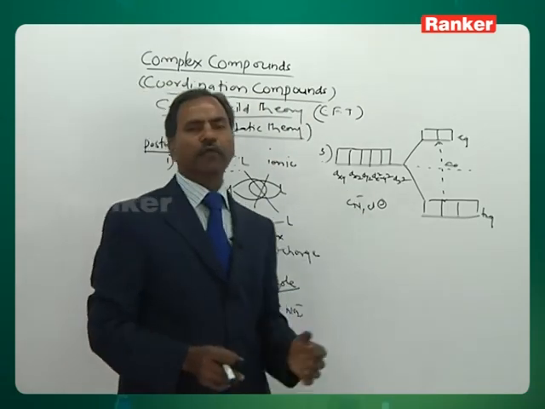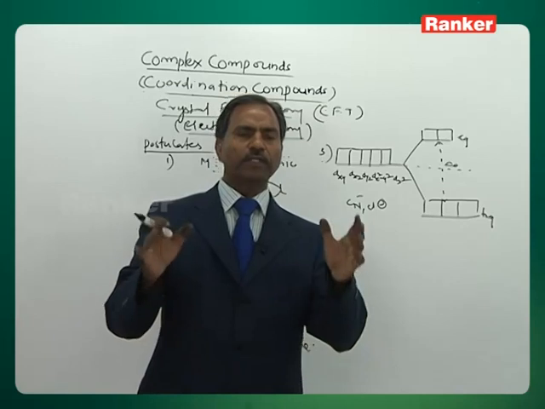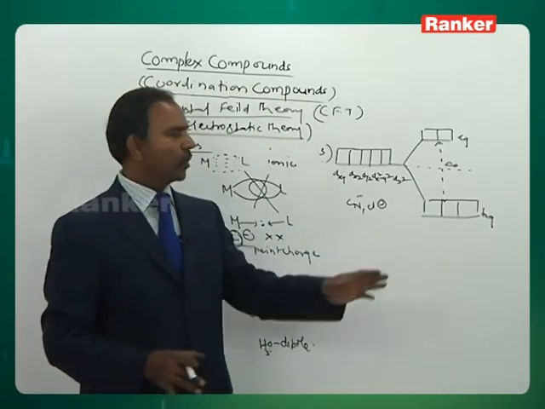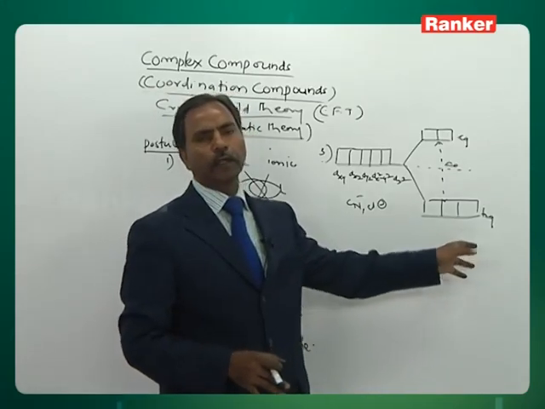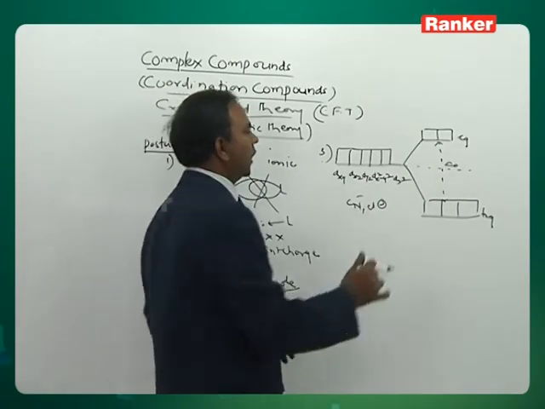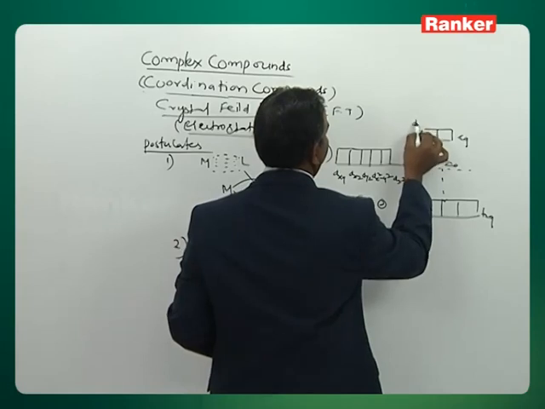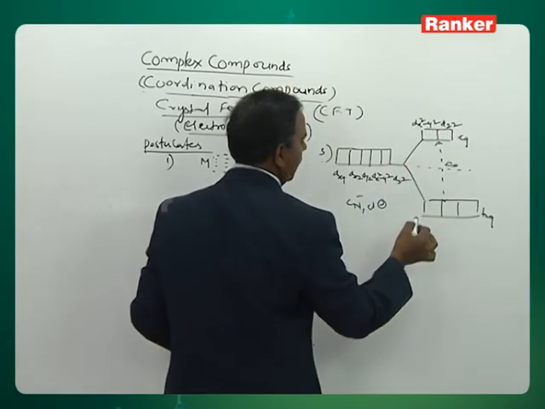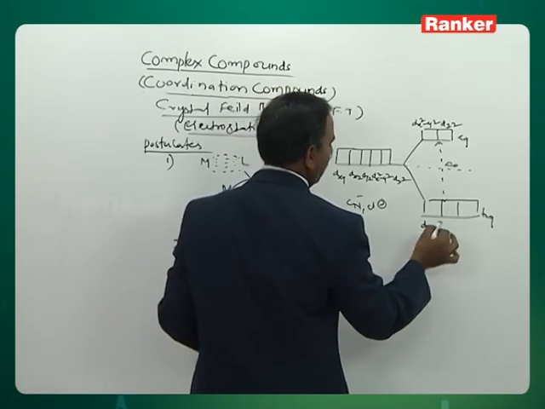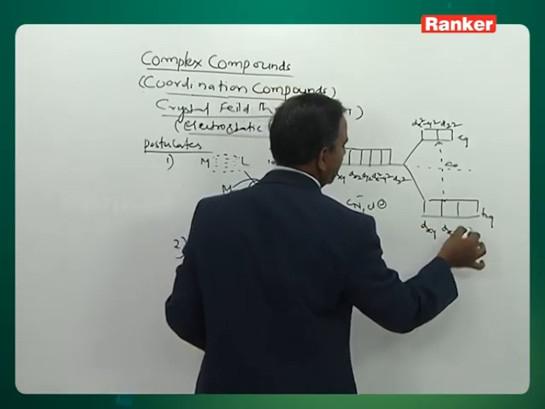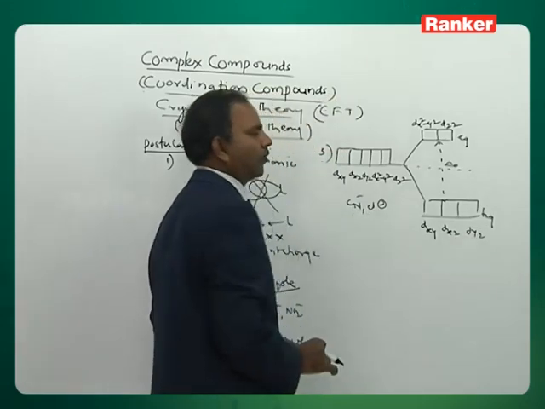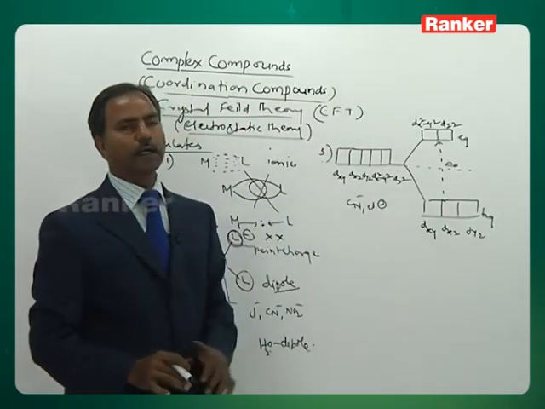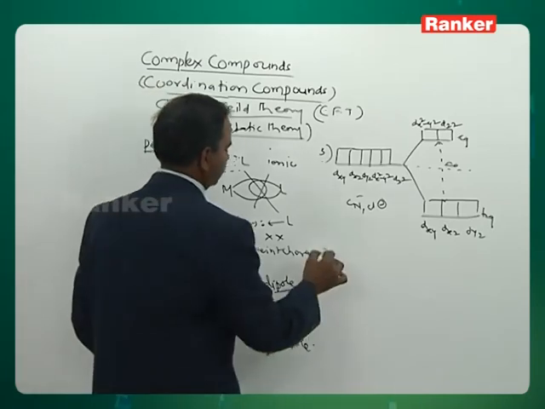Like this, the 5d orbitals under the influence of different field strengths split into different energy levels. The lower energy level is t2g, the higher energy level is eg. In eg, the orbitals are dx² minus y² and dz², and these are two. Consider dxy, dxz, dyz; these are the orbitals at the lower energy level, and the others at the higher energy level.